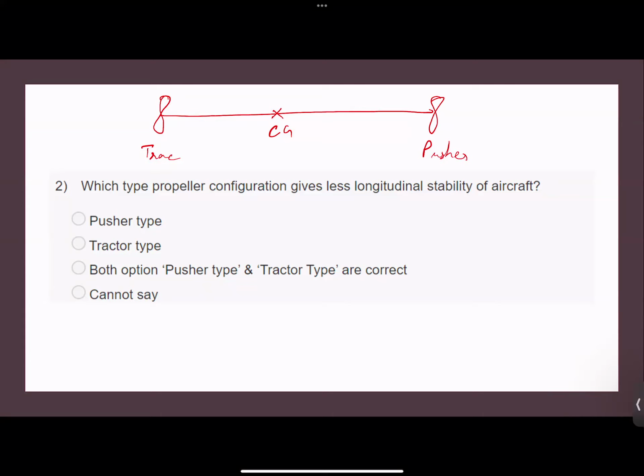But in terms of pitch dynamics, so longitudinal stability, we had seen restoring moments and all that, right? So can you try to think in terms of the moments, the pitching moment? Say the aircraft is subject to a gust and then it moves upwards. Which configuration will try to bring it back to equilibrium?